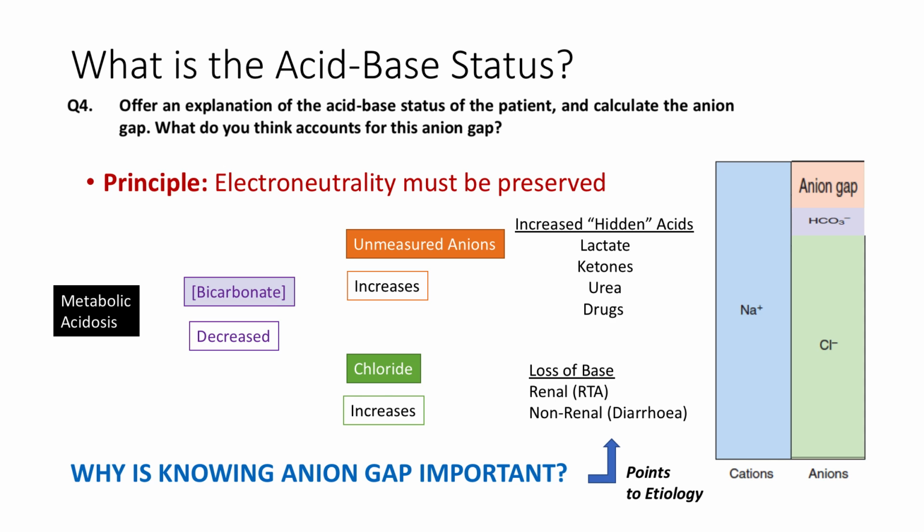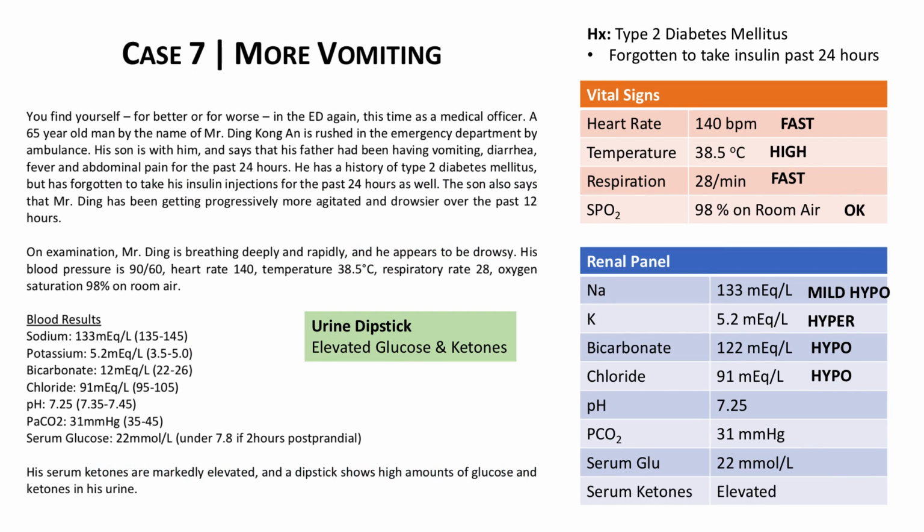So if lactate is increased, it means it's lactic acidosis. If ketone is increased, it means it's ketoacidosis. If urea is increased, then it's, I can't remember the name already. But you get the drift.